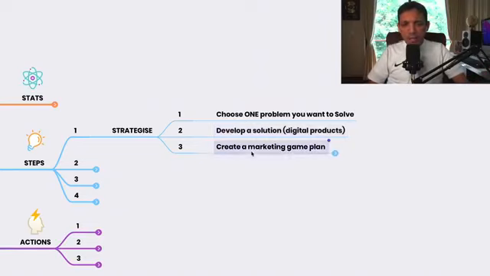The third part is you've got to create a marketing game plan. Okay, a marketing game plan to actually go out and attract the right kind of customers if you want to create a passive income. Now, before passive income, you've got to create active income.